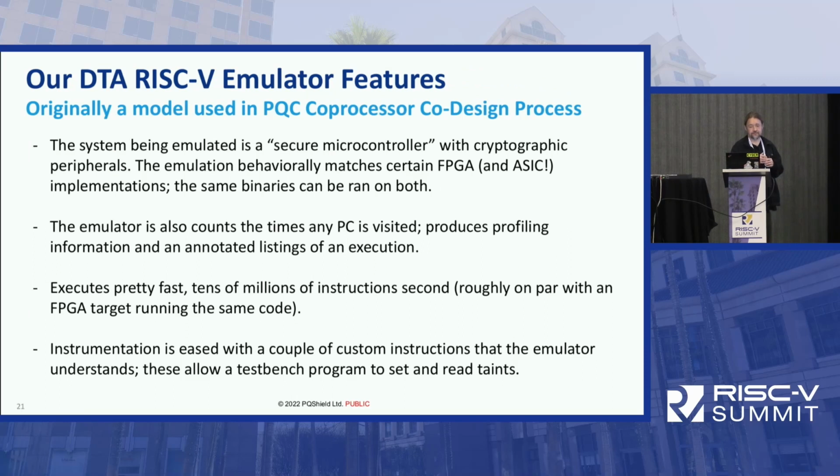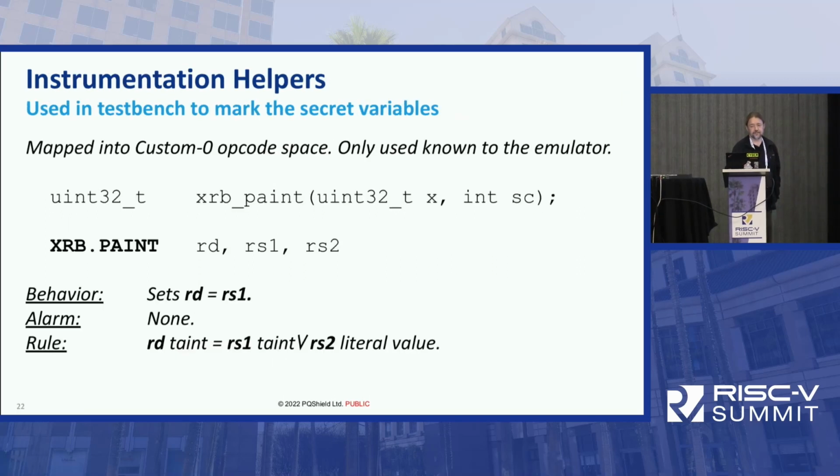Anyway, it runs pretty fast, 10 million instructions per second. It's like an FPGA target. That emulation speed is close to the actual live target. So you could have this in your continuous integration flow, to test with some test benches, and so forth. Some additional things need help with instrumentation. You can paint a variable. Of course, there needs to be a method of painting a variable red. So that's a custom instruction that only my custom emulator understands.